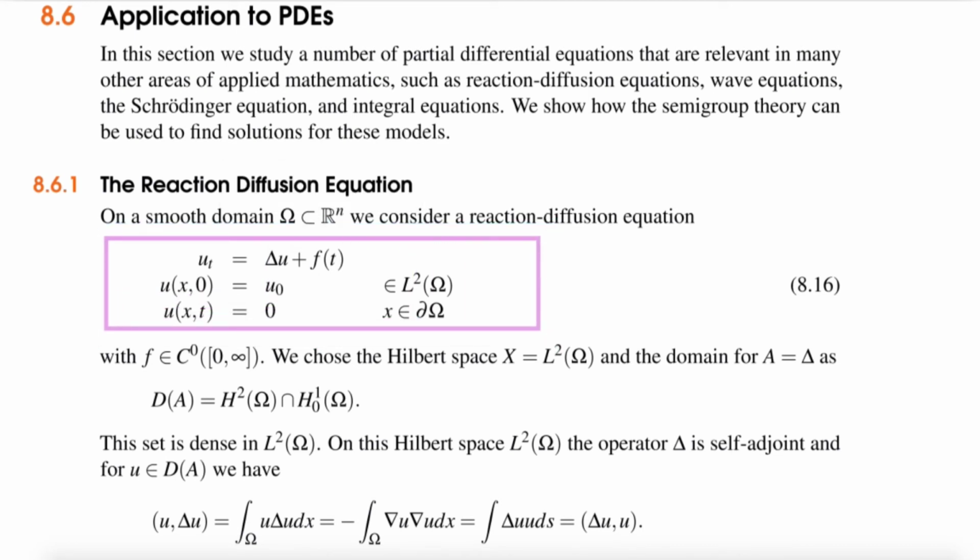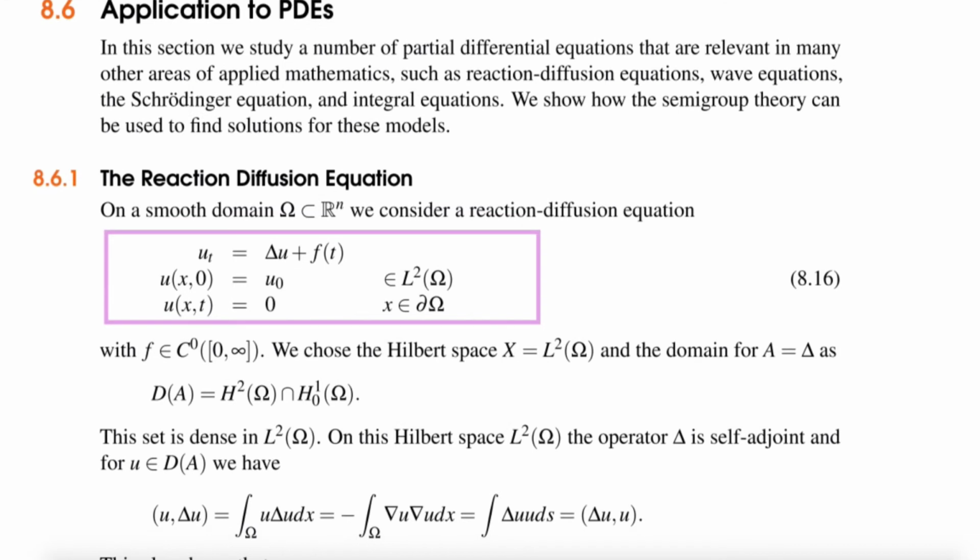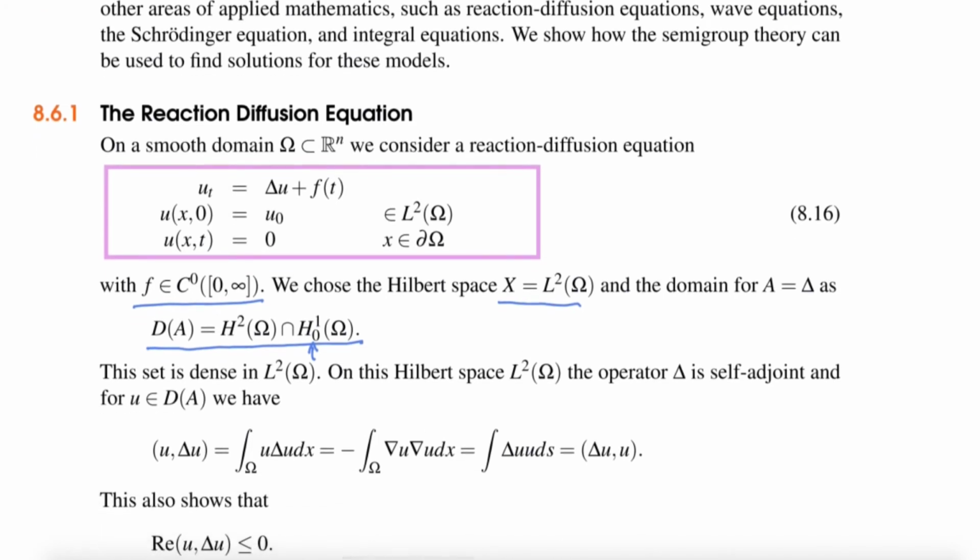So we have u_t is Laplace u plus f of t, where f is a given function. u at x, 0 is u0, which is the initial condition, and then u(x,t) is 0 on the boundary for x in the boundary. The function f is a given function which is continuous in time. The Hilbert space we are working on is L2, and the domain of A will be H2 intersection with H01. And so from the little 0 here, we have 0 Dirichlet boundary conditions. So again, the boundary condition is in the domain. The set is dense in L2, as we discussed many times before.